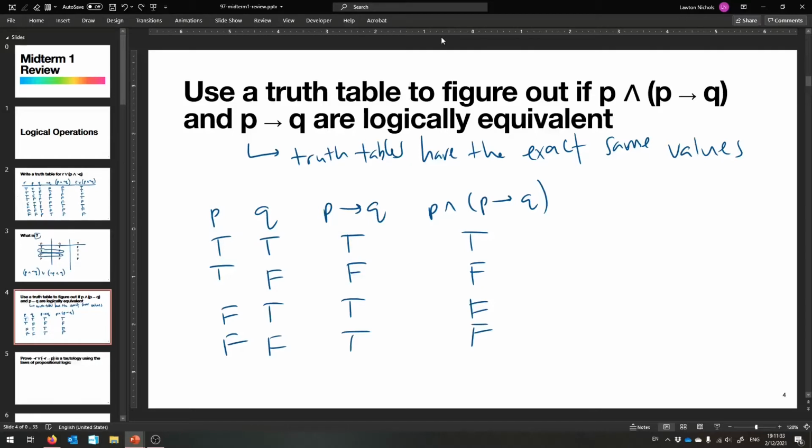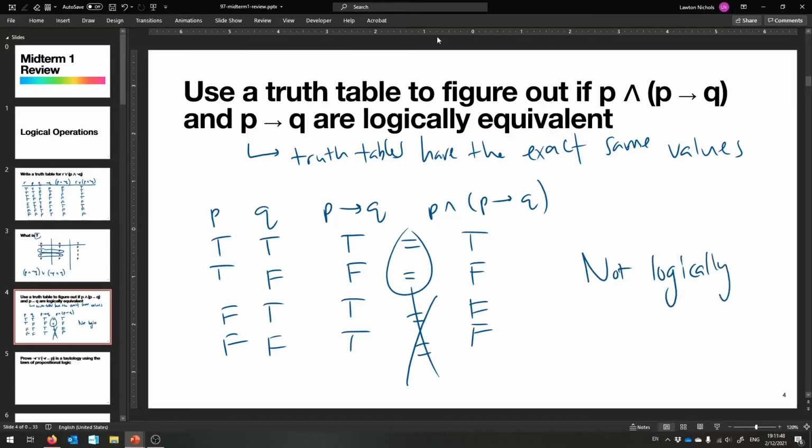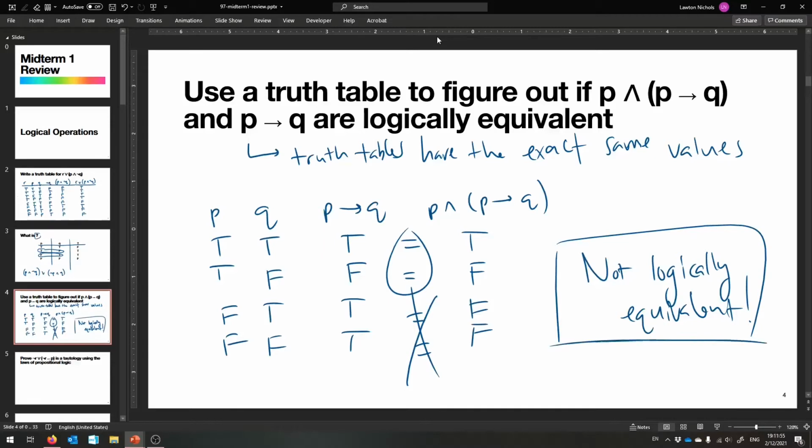Okay, so are these the same? Well, some of them, yes. These ones, but not these ones. Okay, so the answer is no. Not logically equivalent. Okay, and that would be the answer.